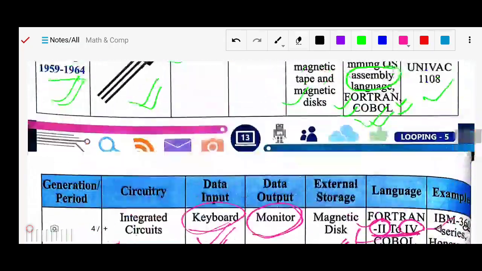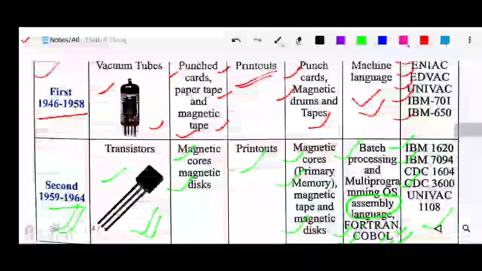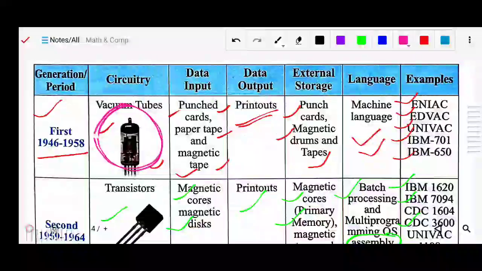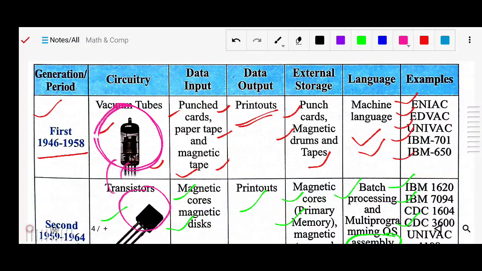Once again I want to tell you the main basic developments in all the periods. In this technology, the vacuum tube size was too big. In the second generation transistors came; hundreds of vacuum tubes came into one transistor, so the size got reduced, and it also takes less energy. Earlier it consumed lots of energy.